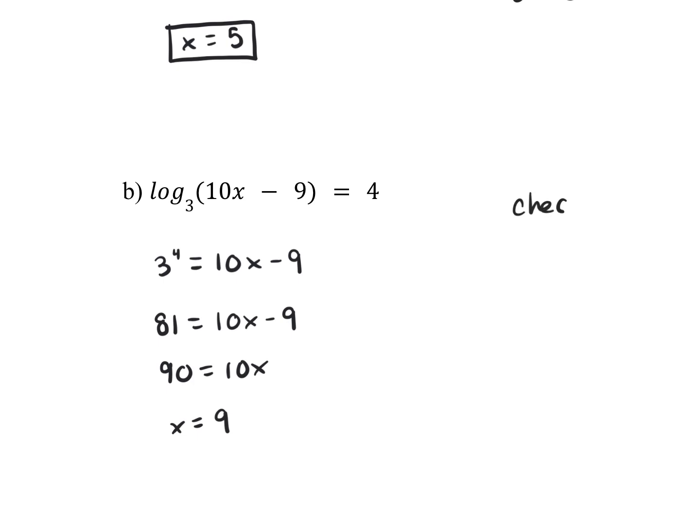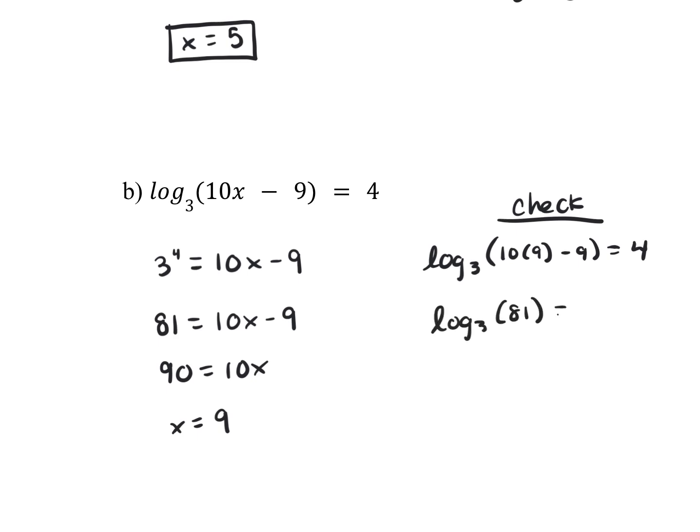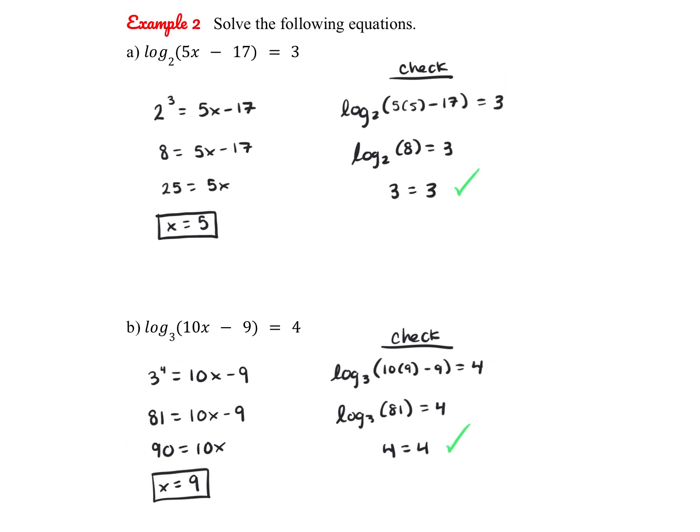But first, let's check. So we have log base 3 of 10 times 9 minus 9 equals 4. So log base 3 of 81 equals 4. And 3 to what power equals 81? 3 to the power of 4. So 4 equals 4. So x equals 9 is a solution. So again, make sure your logarithmic expression is isolated, and then simply rewrite in exponential form and finish solving.